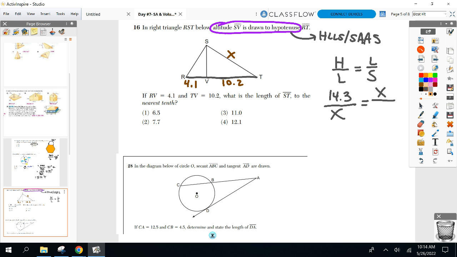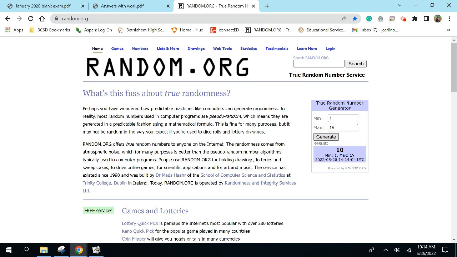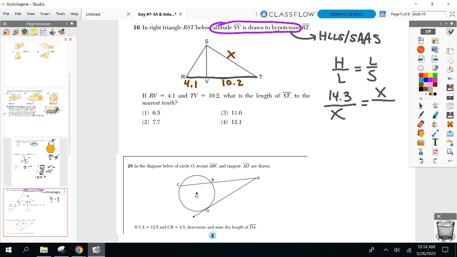What's that S stand for? Anybody remember what that S stood for in Hills? Segment next to the leg. Look at you. I didn't even have to ask. There you go. Segment next to the leg we're using. So can you give me that segment too? Finish that off. 10.2. Darn right. 10.2. Okay, there it is. Cross multiply. Take the square root and we're on our way.